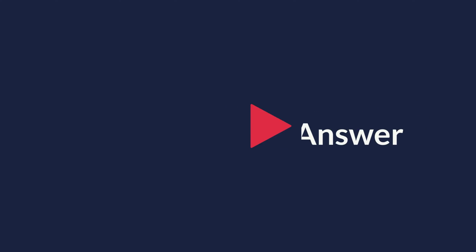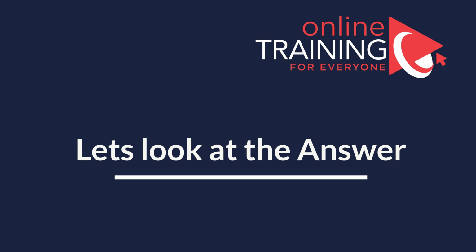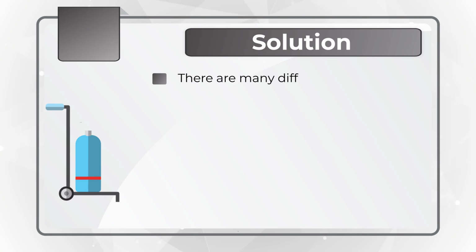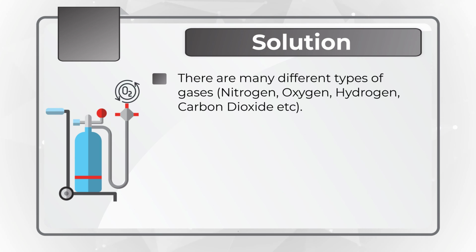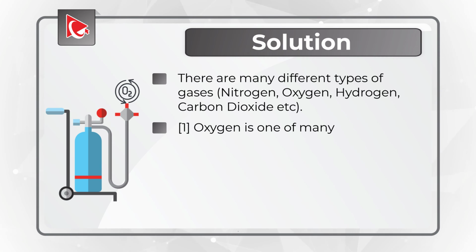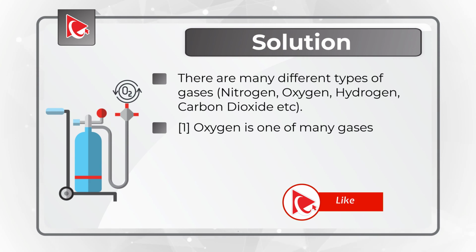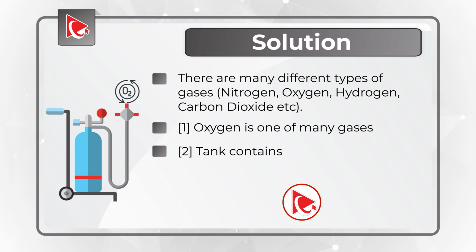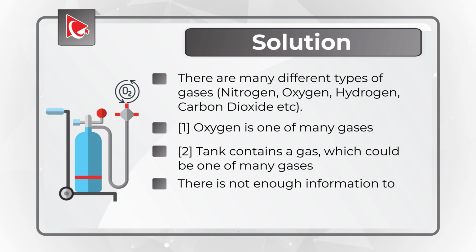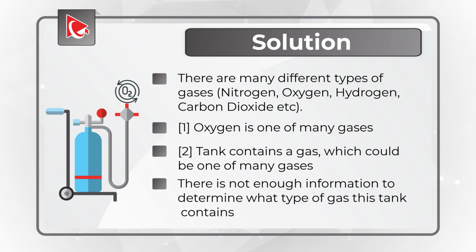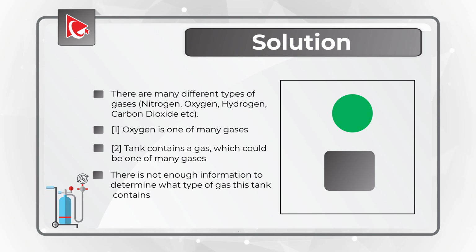Question is definitely worded very tricky, but the answer is very obvious. Let's look into details. Obviously, there are many different types of gases. For example, nitrogen, oxygen, hydrogen, carbon dioxide, and a lot of others. Oxygen is just one of many gases, which is clearly indicated in the statement 1. And tank contains a gas, which could be one of many gases, which is shown in the statement 2. Based on this, there is not enough information to determine what type of gas is stored in the tank. So the correct choice here is choice D, cannot determine.